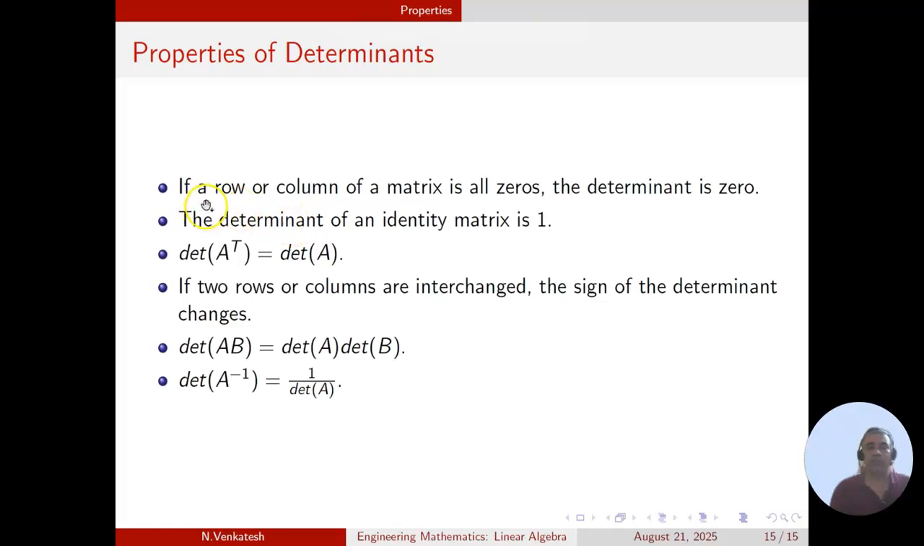So as you can see, in a cofactor expansion method, we are going to use a particular row or a column elements. If a particular row or a column elements of a matrix all are zeros, then the determinant is 0, and the determinant of an identity matrix is 1, and the determinant of A transpose, that means if you just change the rows to columns and columns to rows, then the determinant remains same. And if two rows or columns are interchanged, the sign of the determinant also changes. And the determinant of A into B is determinant of A into determinant of B, and determinant of A inverse is 1 by determinant of A.